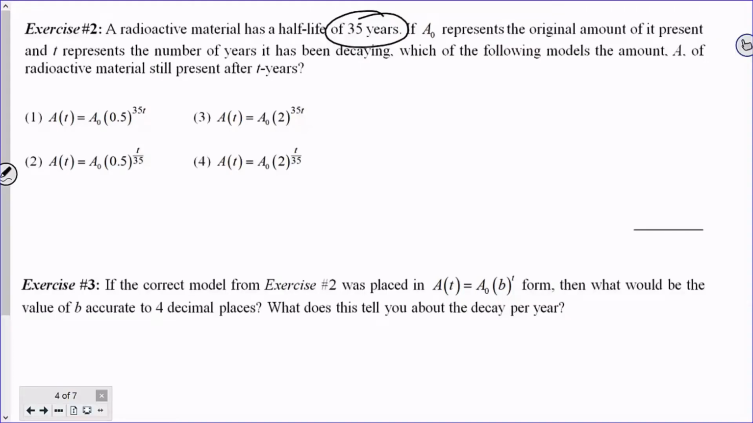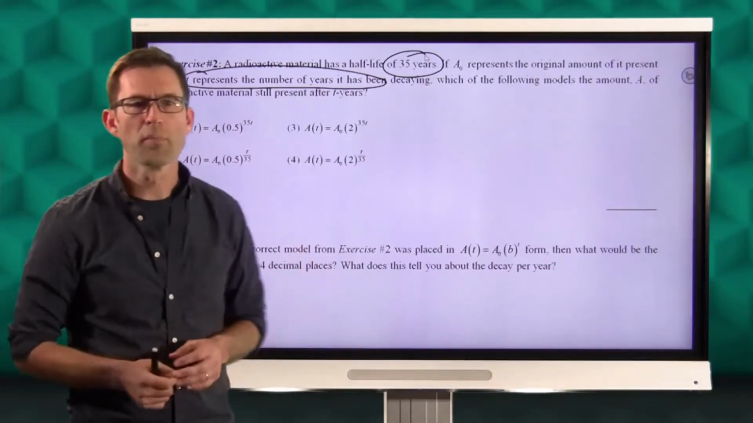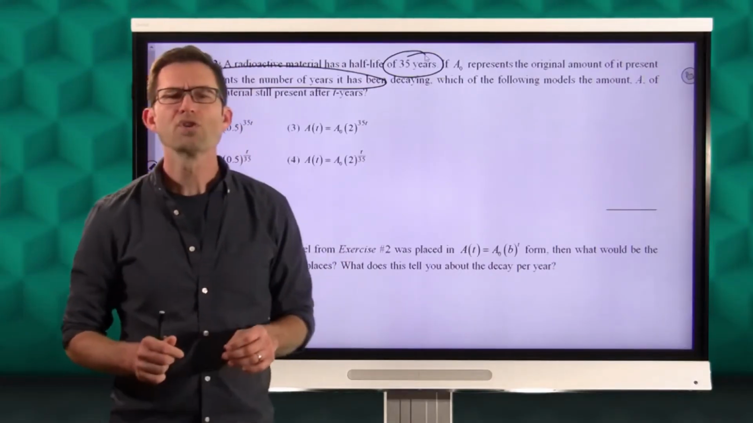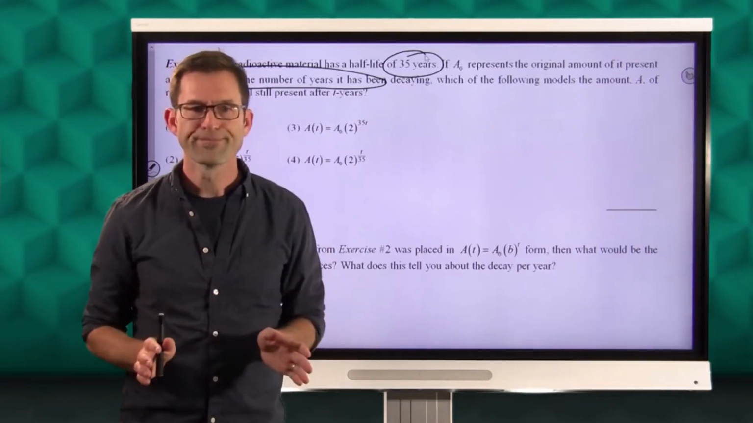If a sub 0 represents the original amount of it present and t represents the number of years it has been decaying, which of the following models the amount a of the radioactive material still present after t years? It's a little multiple choice question, right? So think about this for a minute, all right?